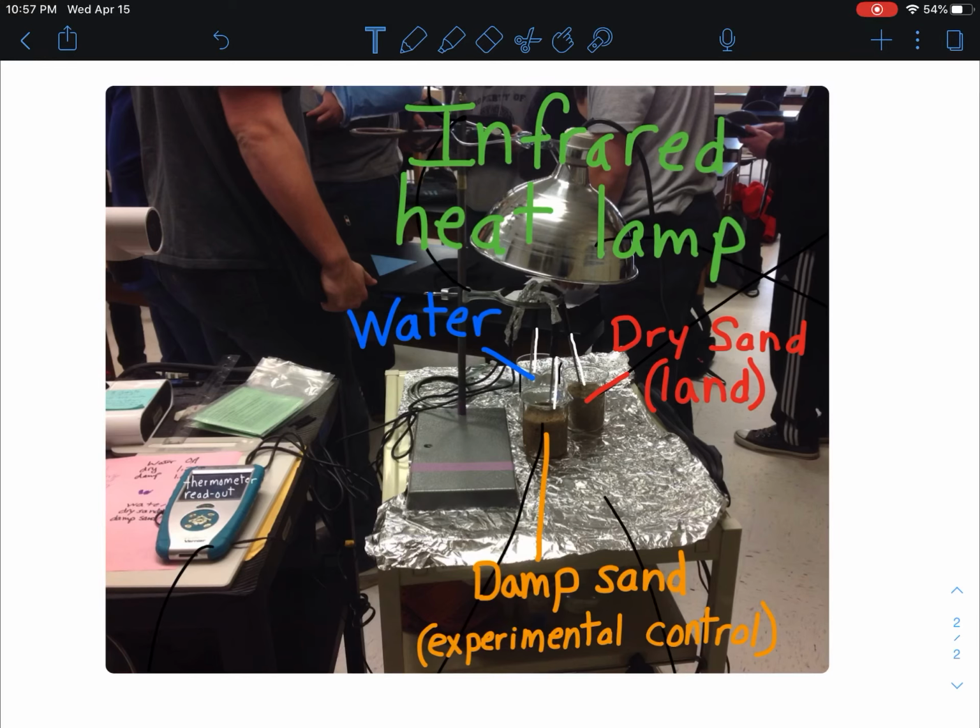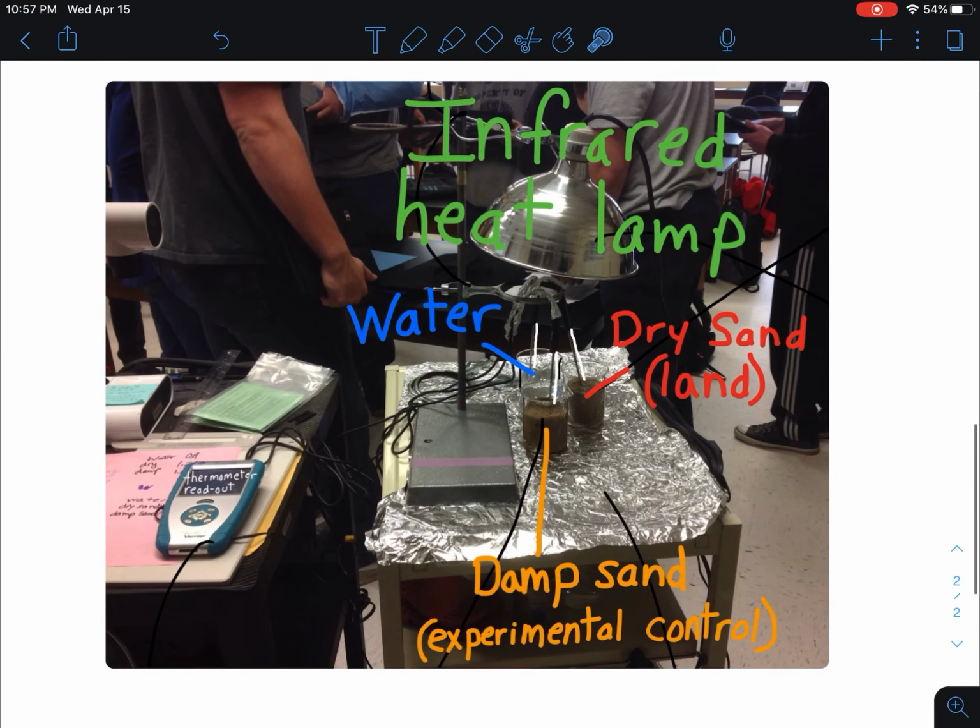So there's this lab we would do where we have 3 beakers, one with just water in it, one with damp sand, and one with dry sand. And these things are under a heating lamp, an infrared heating lamp. And we would turn it on and watch the temperatures change for some amount of time. I don't know, like 5 minutes, 10 minutes, something like that.